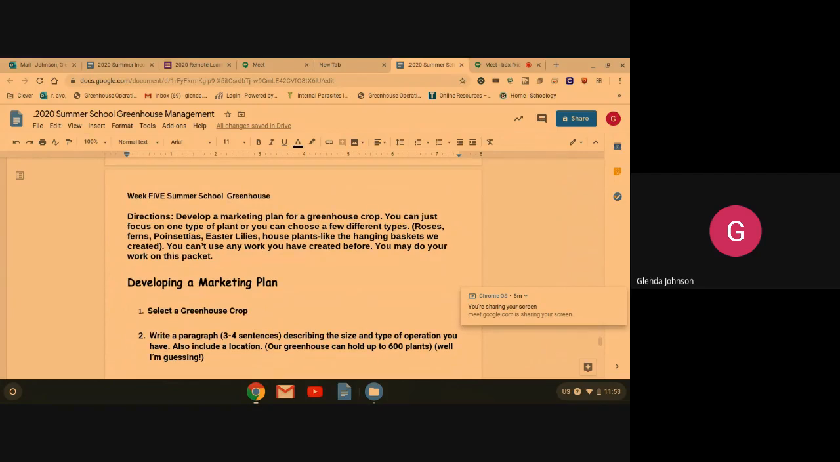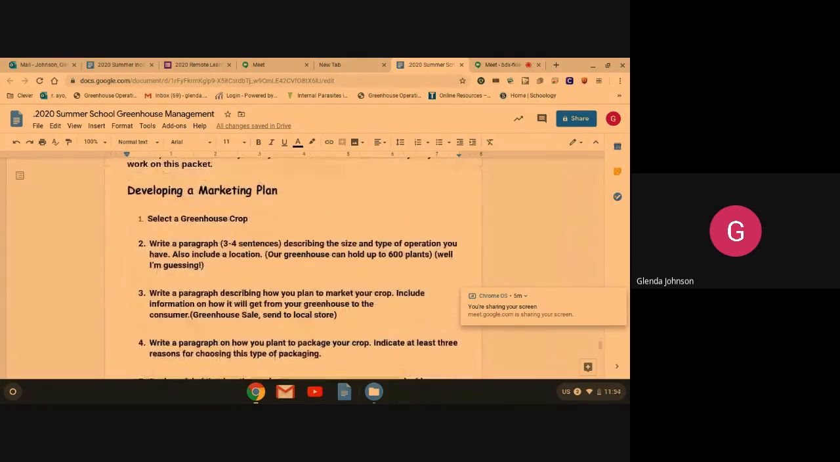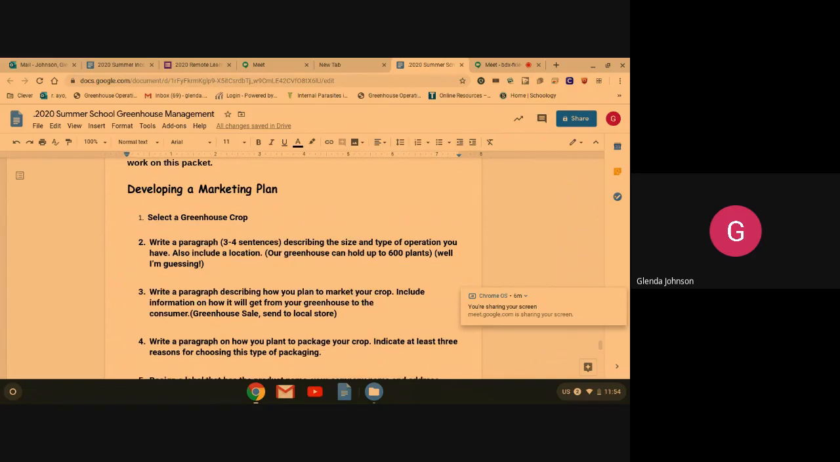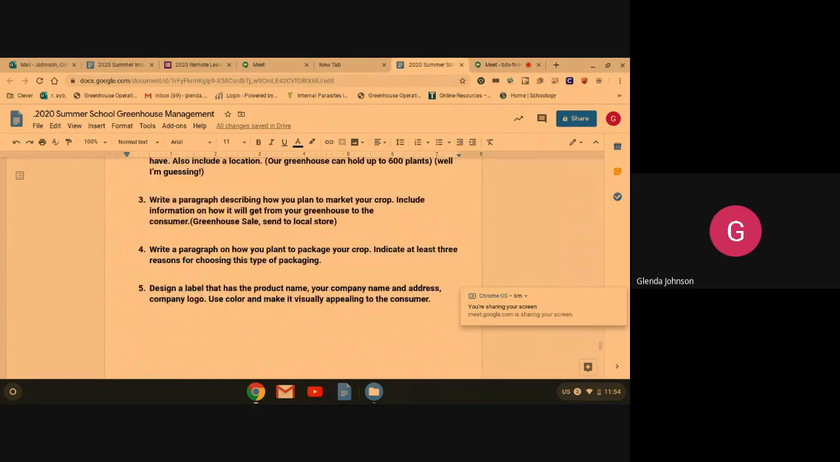You will need to work on the back of this packet or a clean sheet of paper. So you're going to select a crop. You're going to write 3 to 4 sentences describing the type of operation that you're going to have, like where it is located and how many plants you are suggesting that you're going to sell. Write a paragraph describing how you plan to market your crop. It must include information about how you're going to get your greenhouse plants to the customers. So, are you going to have a sale? Are you going to send it to a store location?